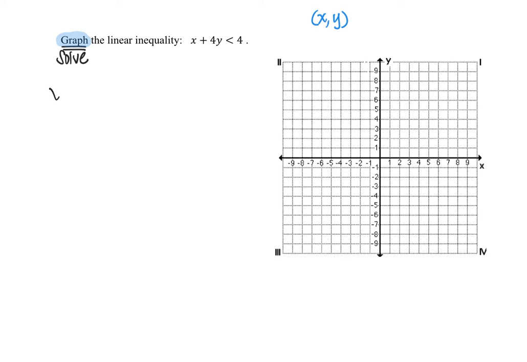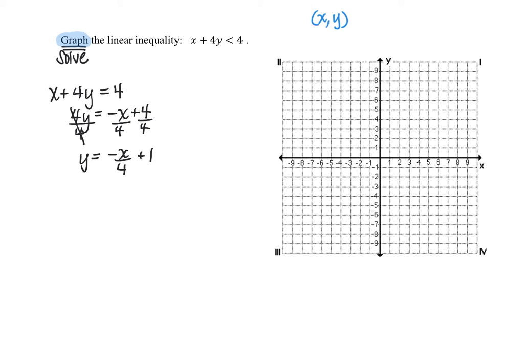So in this case, I'm going to ignore the inequality temporarily, change it to an equal sign so that I can work on graphing this. And this is a line. It is always probably easiest to graph lines if they are in slope-intercept form. So I'm going to go ahead and subtract x. I'm working to get y by itself. I want to isolate y. And I'm going to divide both sides by 4 so that I will end up with y is equal to negative x over 4 plus 1.